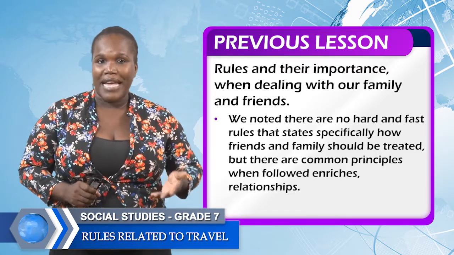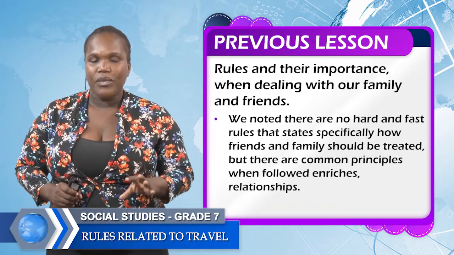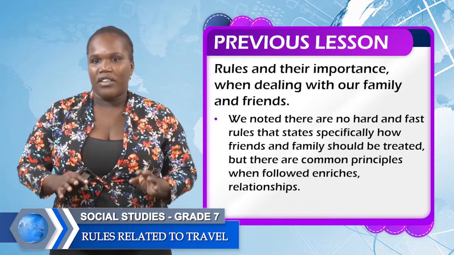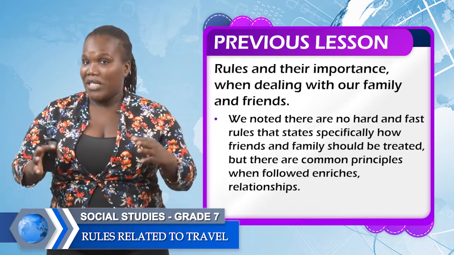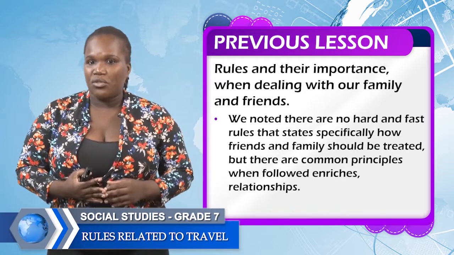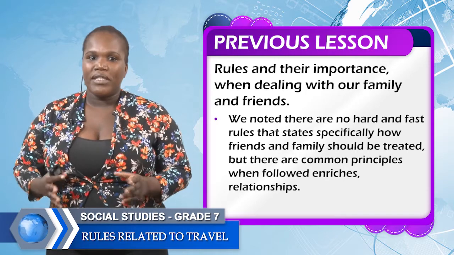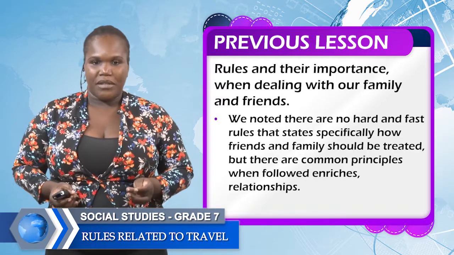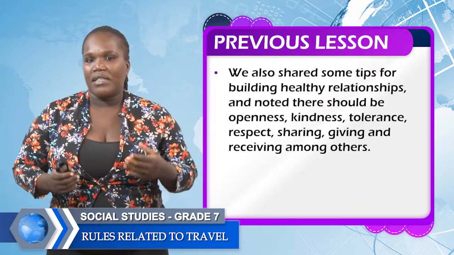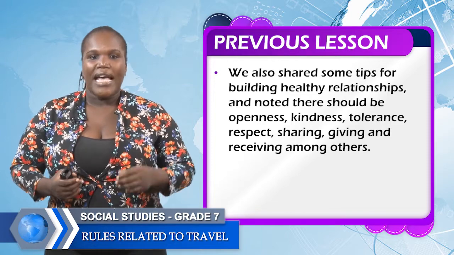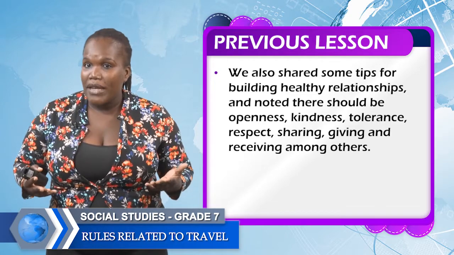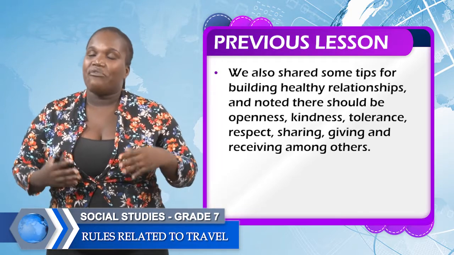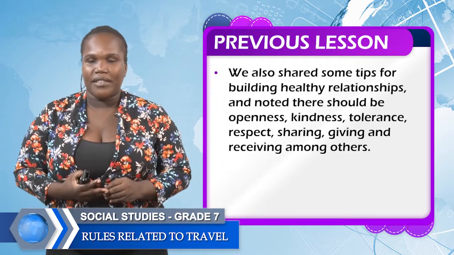Now, if you remember in our last lesson, we looked at rules when dealing with family and friends. We noted that there are no hard and fast rules that state specifically how friends and families should be treated, but there are common principles that, when followed, enrich all relationships. We also shared some tips for building healthy relationships, and we noted that some of these are openness, kindness, tolerance, respect, sharing, giving, receiving, and these are among others.